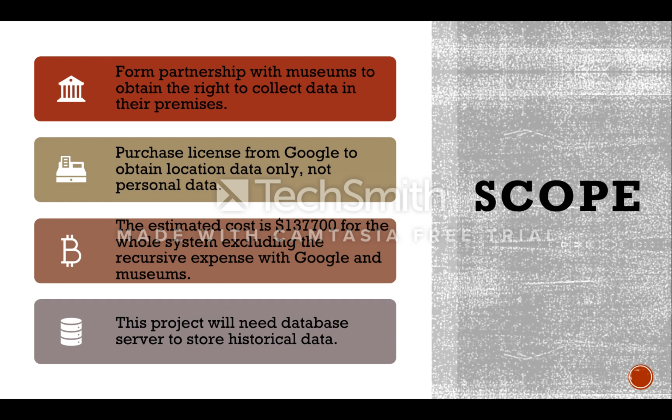And then we move to the expense. The initial estimated cost will be around $140,000 for the whole system to be fully operational. And this estimation will not include the recurring expense with Google and maybe some museums, since we will want to collect the data for a relatively long time span.